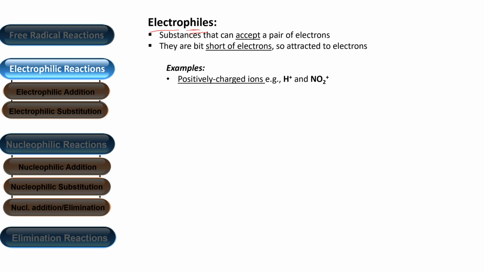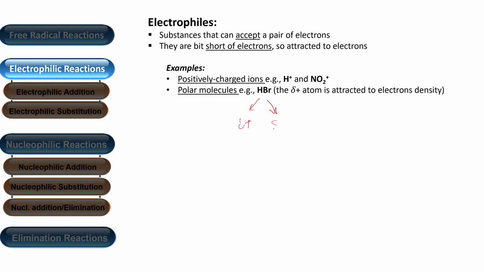Examples of electrophiles include positively charged ions, for example hydrogen ion and NO2 plus ion. Similarly, polar molecules also behave as electrophiles. For example, we have hydrogen bromide. Because of the difference in the electronegativity of hydrogen and bromine, the molecule becomes polarized. Hydrogen gets a partial positive charge and bromine gets a partial negative charge. So it is the partial positive atom that is attracted to the electron density.